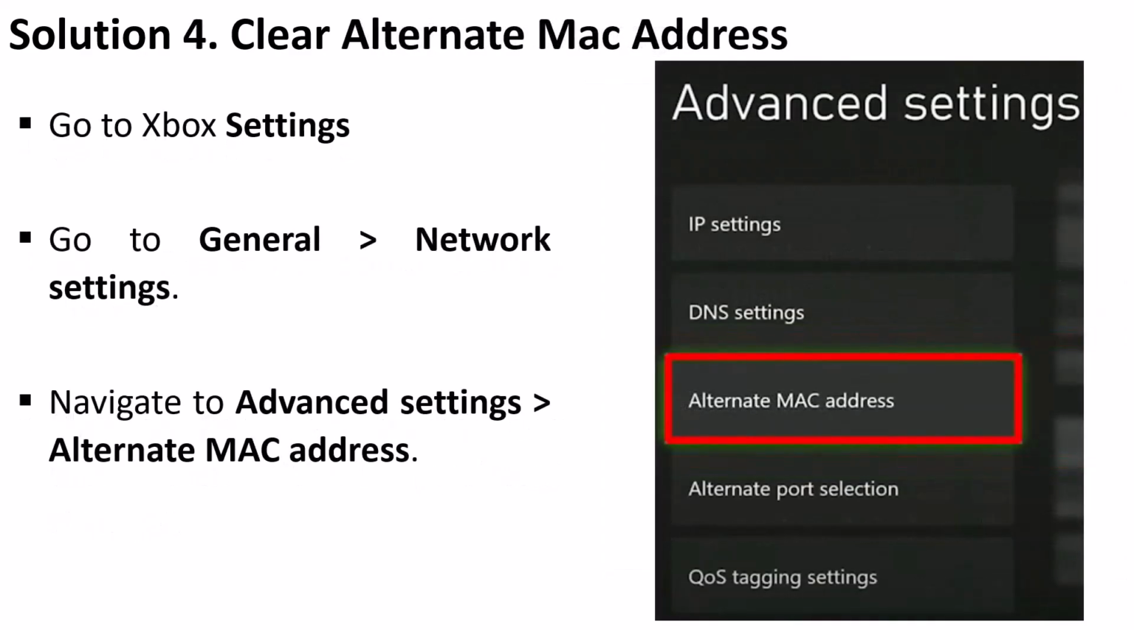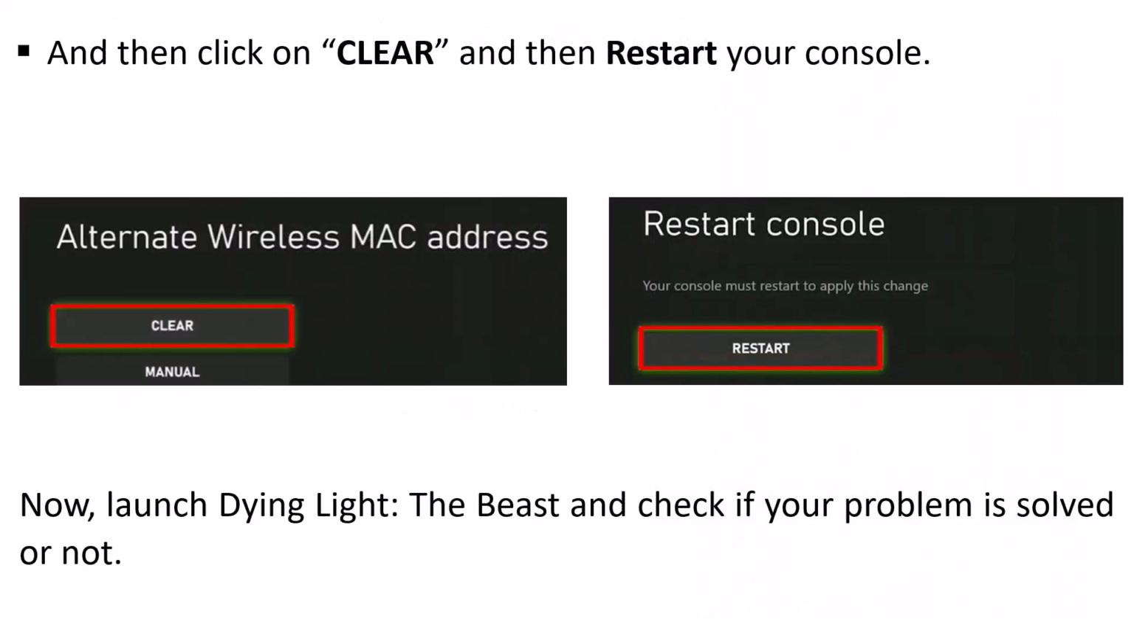Solution 4 is to clear alternate MAC address. So go to Xbox settings, go to general network settings, navigate to advanced settings, alternate MAC address and then click on clear and then restart your console. And once your console restarts, then launch Dying Light the Beast game and check if your problem is solved or not.